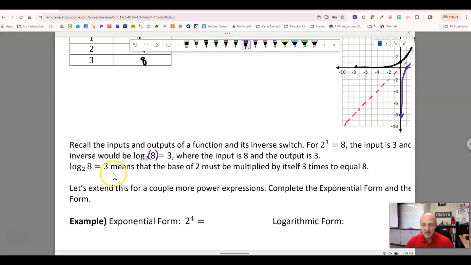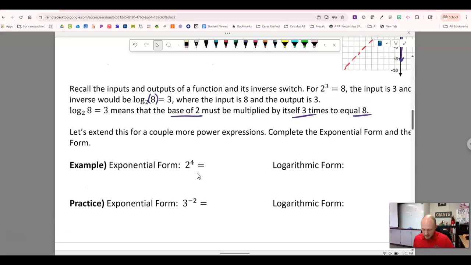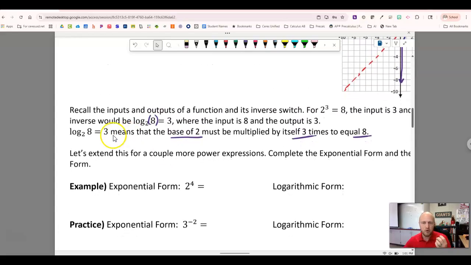Log base 2 of 8 equals 3 also means that the base of 2 must be multiplied by itself 3 times to equal 8. Okay? So when you're looking at this, you have to think about, okay, what power am I going to raise this base to give me this value? So for instance, here's another quick example. If I had log base 3 of 9, well, 3 to what power gives you 9? That answer is 2. Okay, and so that's a logarithm.